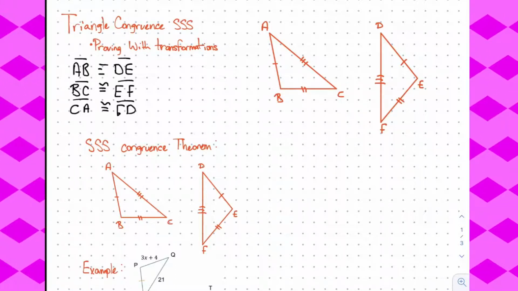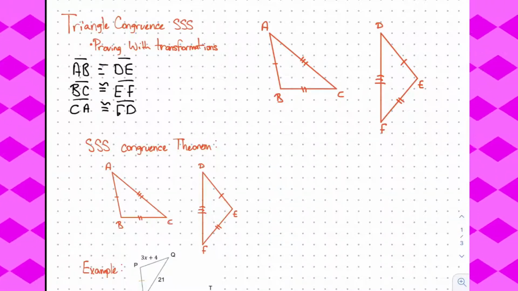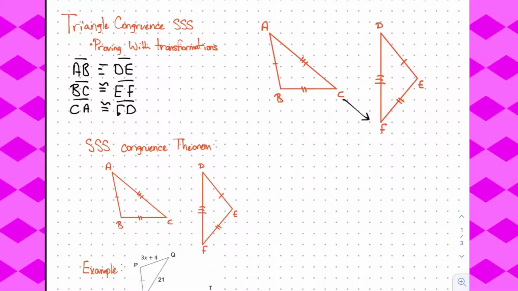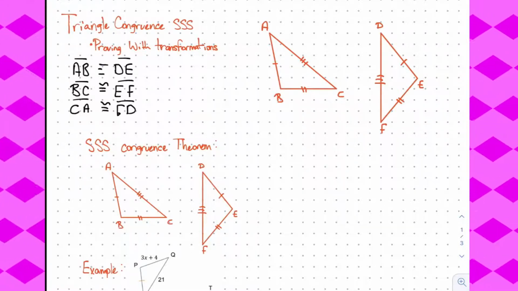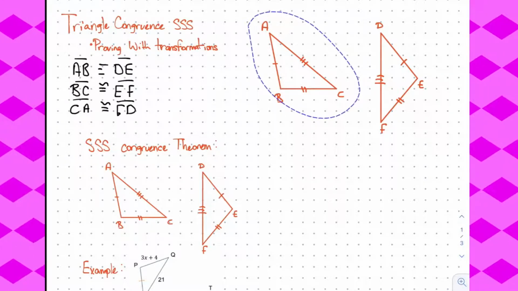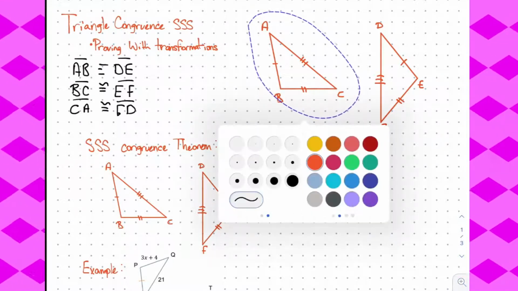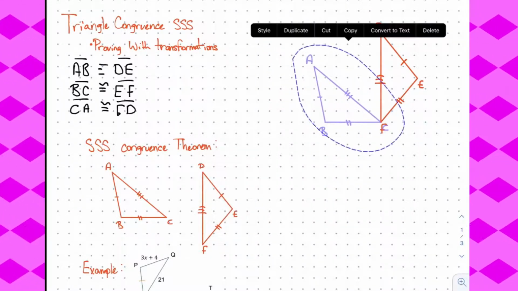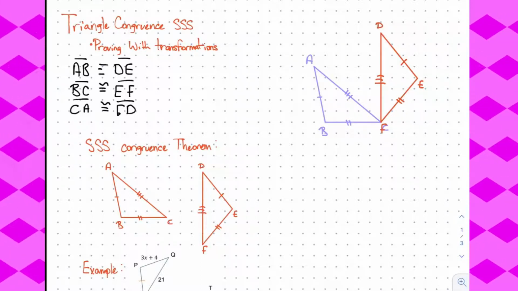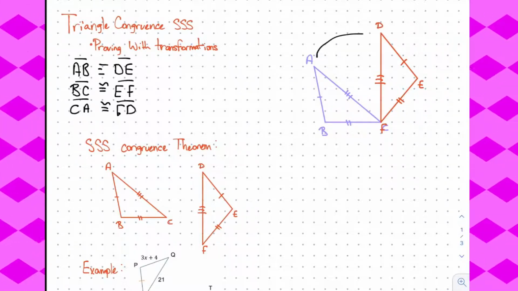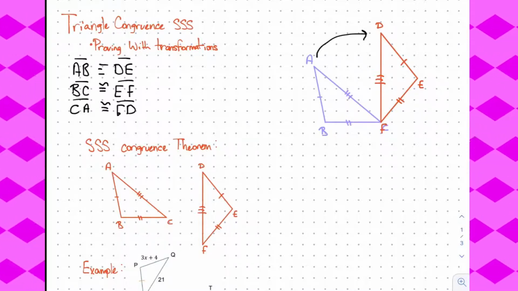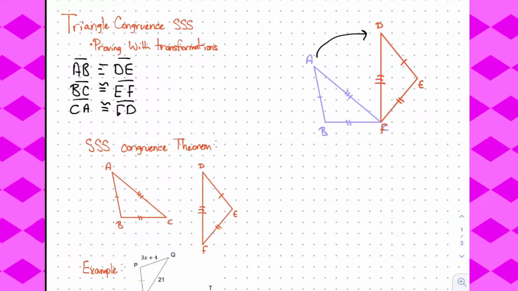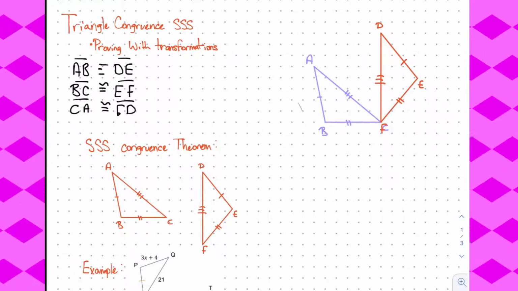First, I want to try to get at least one point to coincide. So I'm going to translate to move point C to point F, because those are both endpoints of a side that's congruent. While I'm at it, I'm going to go ahead and change the color here, so that way I can still tell them apart later. All right, so now that I've slid point C down to point F, I notice that AC and DF are congruent. So I'm going to rotate it up. So AC maps onto DF.